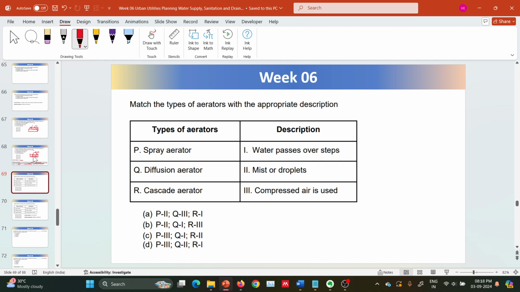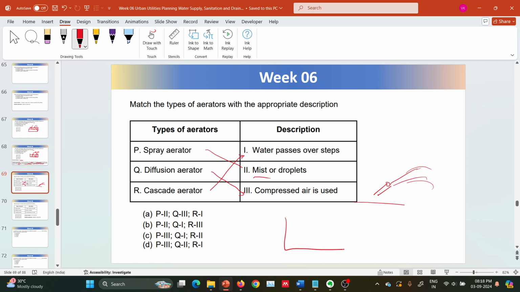Match the type of aerators with the appropriate description. Spray aerators provide mist or droplets. In diffuse aerators, compressed air is used. In cascade aerators, water passes over steps. In spray nozzles, the water is sprayed.